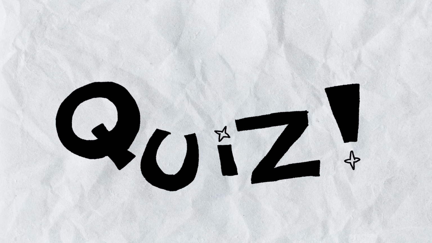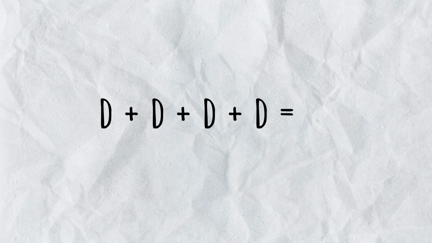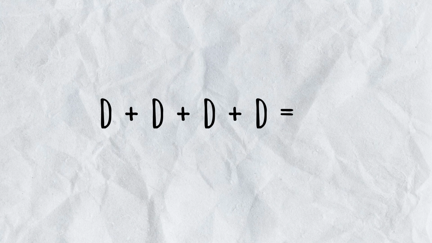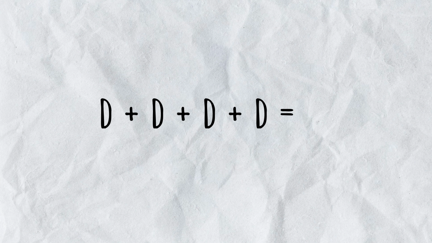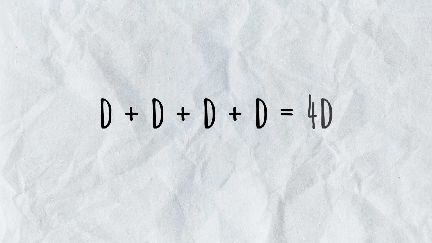Now let's see if you guys are ready for a quick quiz on the topic. So on the screen I'm going to put another equation, and it's your job to figure out what the answer is. So for this equation I've got D plus D plus D plus D, and all I want you guys to do is write that in its simplest form. I'm so sure you guys got that correct. The answer is 4D.